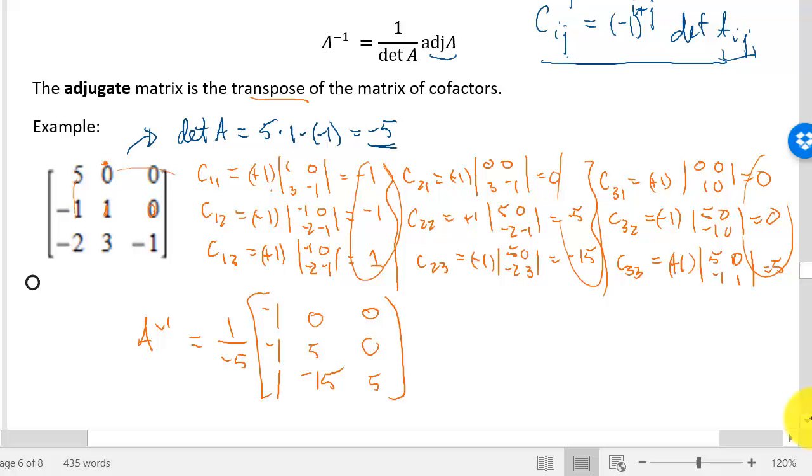Okay, so that's not the most efficient way to find the inverse, but there's some nice theory behind this idea of the adjoint matrix, or the matrix of cofactors.